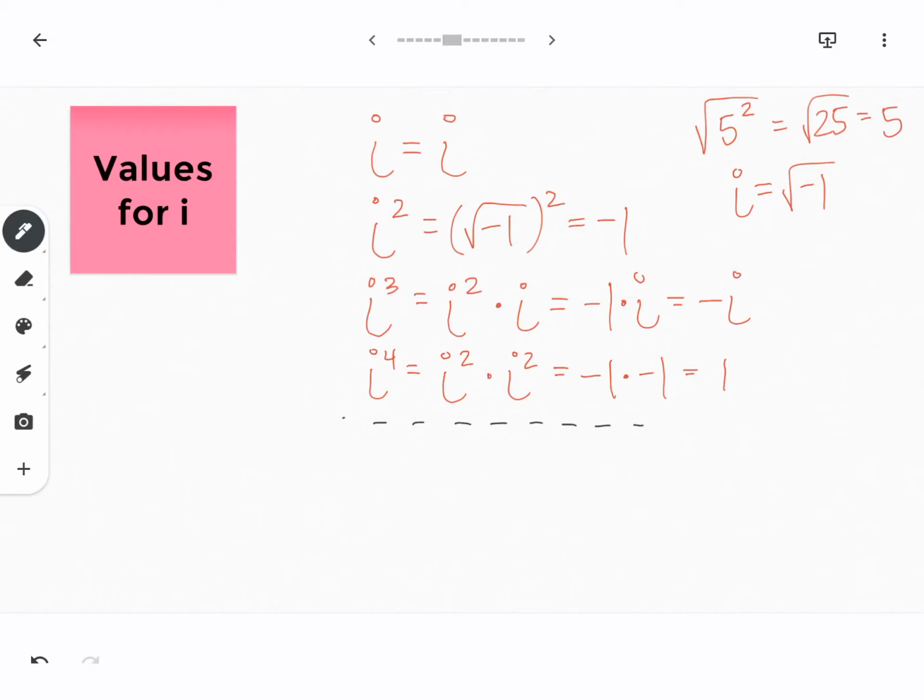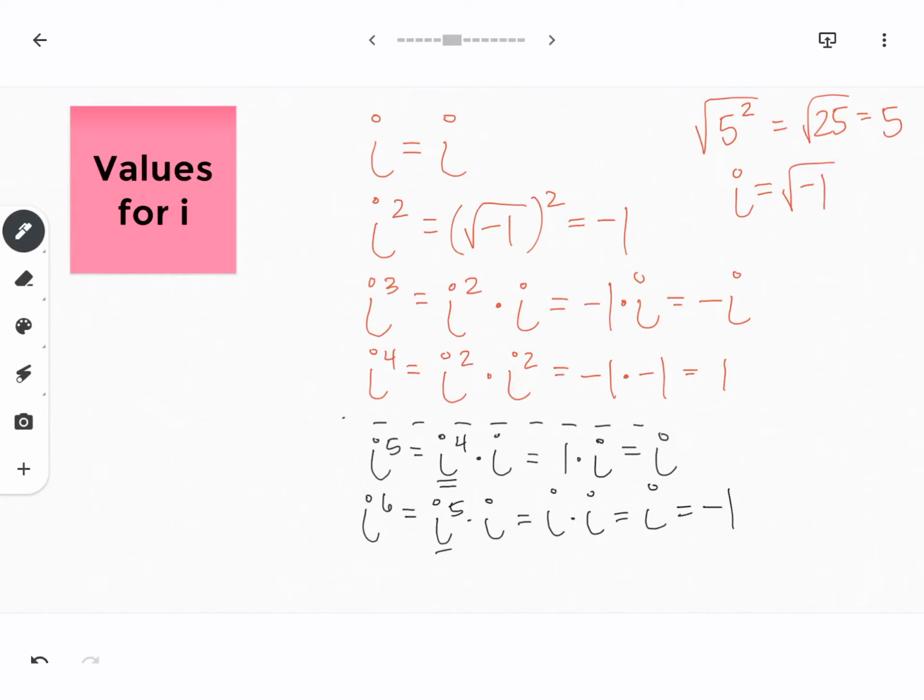And I'm going to show you what happens after this. If I do i to the 5th, if I split it apart, you can do this multiple ways, but I could rewrite it as, say, i to the 4th times i. And I know that i to the 4th is really just 1, so this is 1 times i, or just i. If I do i to the 6th, again, I'm just going to rewrite it as i to the 5th times i. Well, we just said i to the 5th was just i. So this i to the 6th is i times i, or i squared, which again, we know, is just -1.